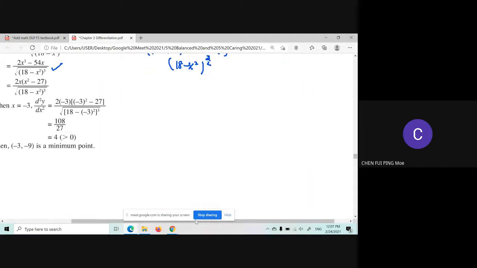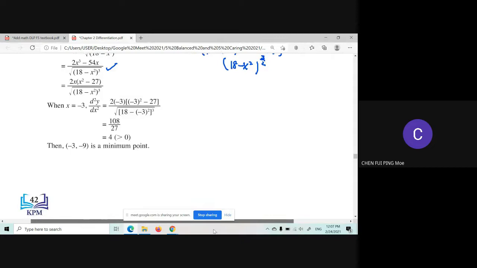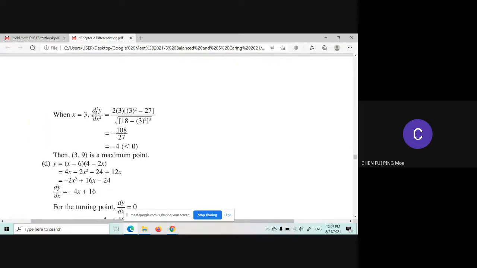So you see, at here, according to the answer, when x equals to minus 3, after substitute, second derivative getting positive. So you know this one is minimum point. And then for the other point, after substitute, getting negative. So if negative, set right. So we get this point is maximum point.